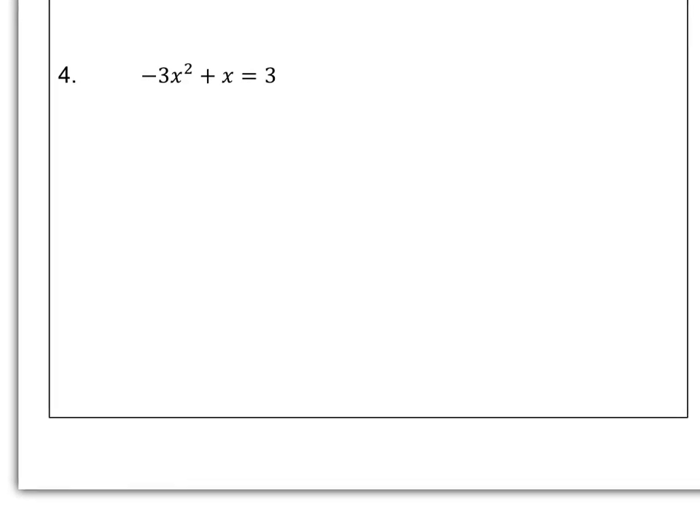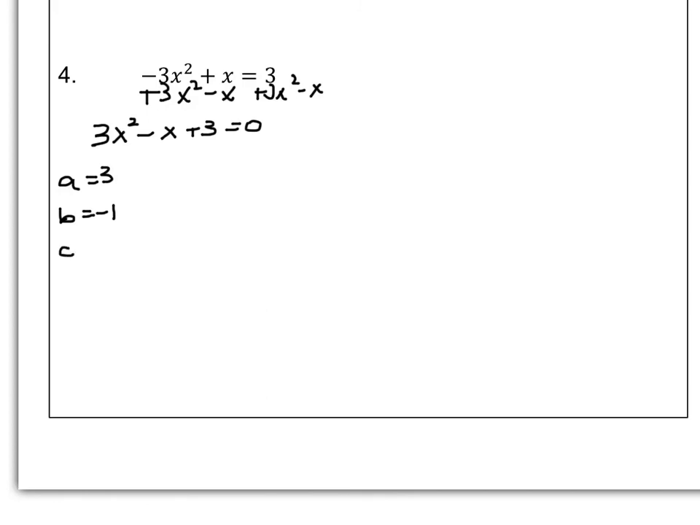Okay, number 4. Again, first thing you want to check is whether the equation is set equal to 0. It's not. And you'll notice that your x term is negative and your x squared term is negative. So I'm going to move these both over to the right. I'm going to add 3x squared and subtract x. Okay? So I'm going to get 3x squared minus x plus 3 equals 0. So I've got everything equal to 0 now. a is 3, b is negative 1, and c is 3.